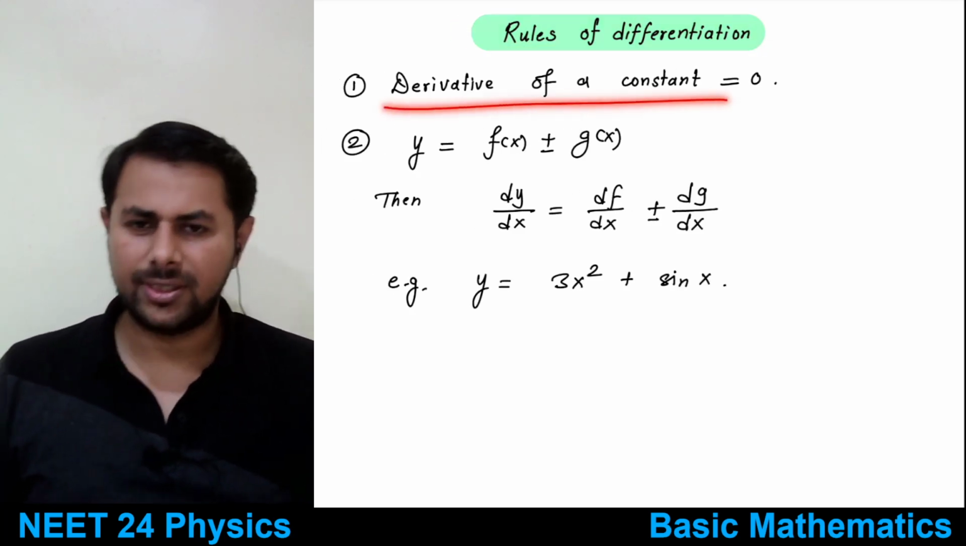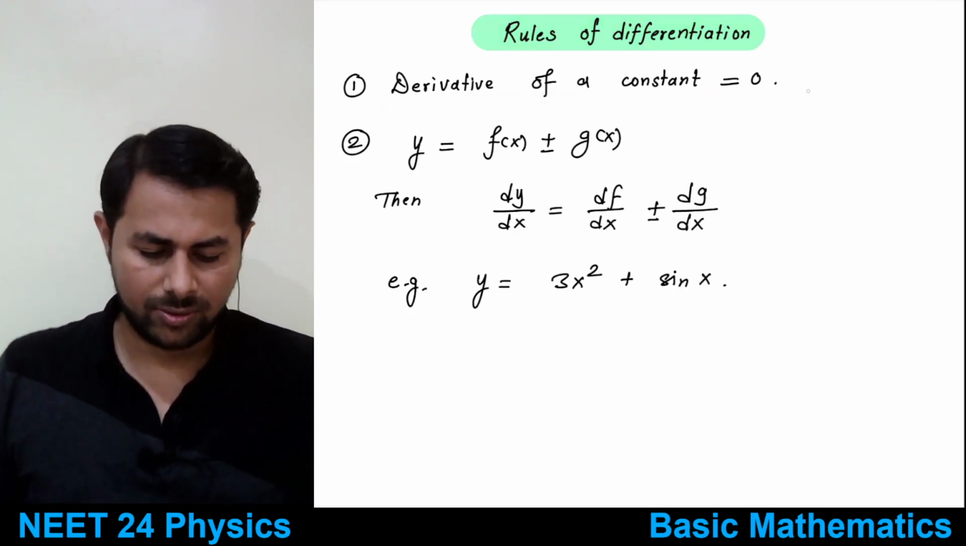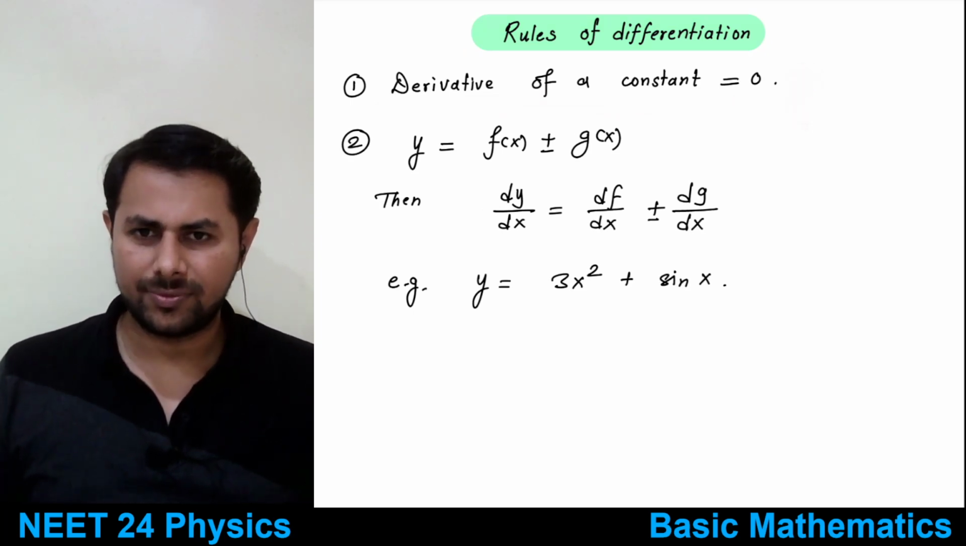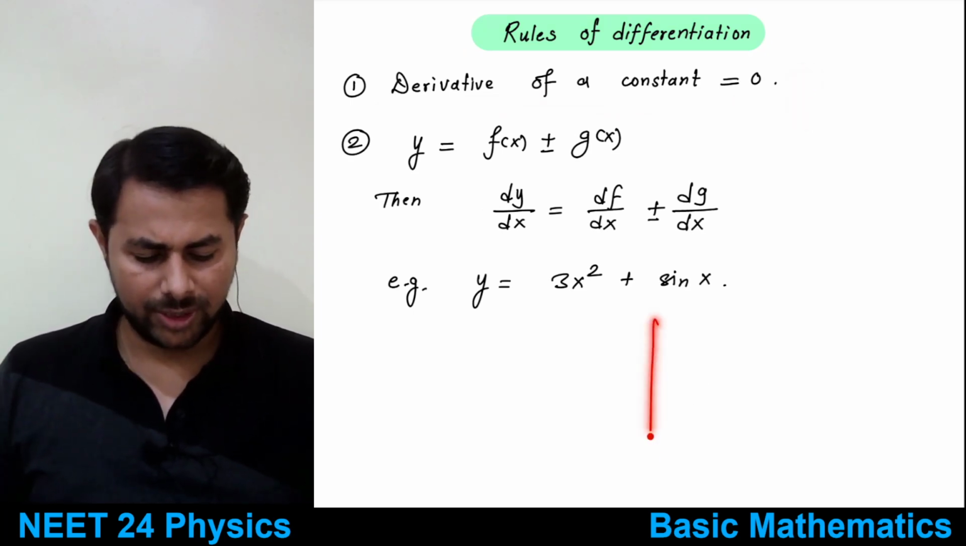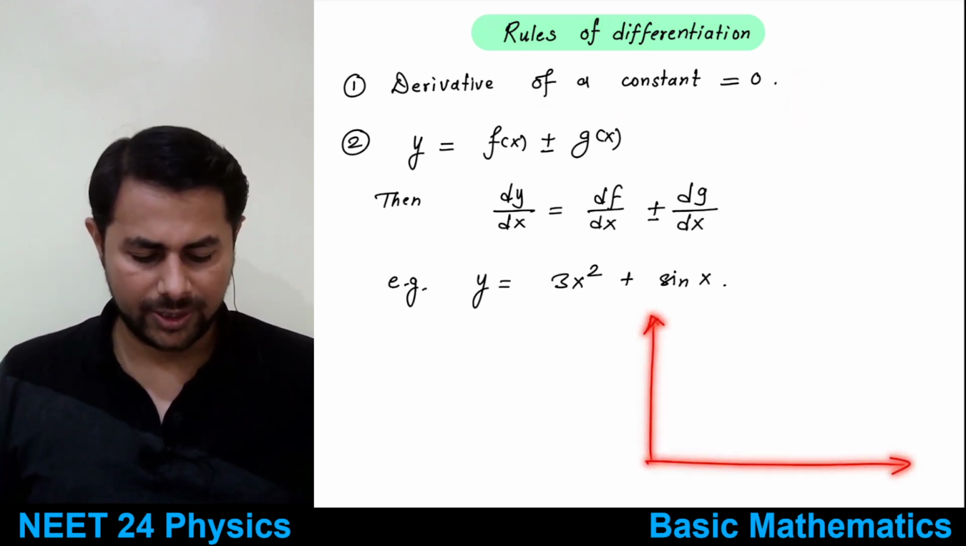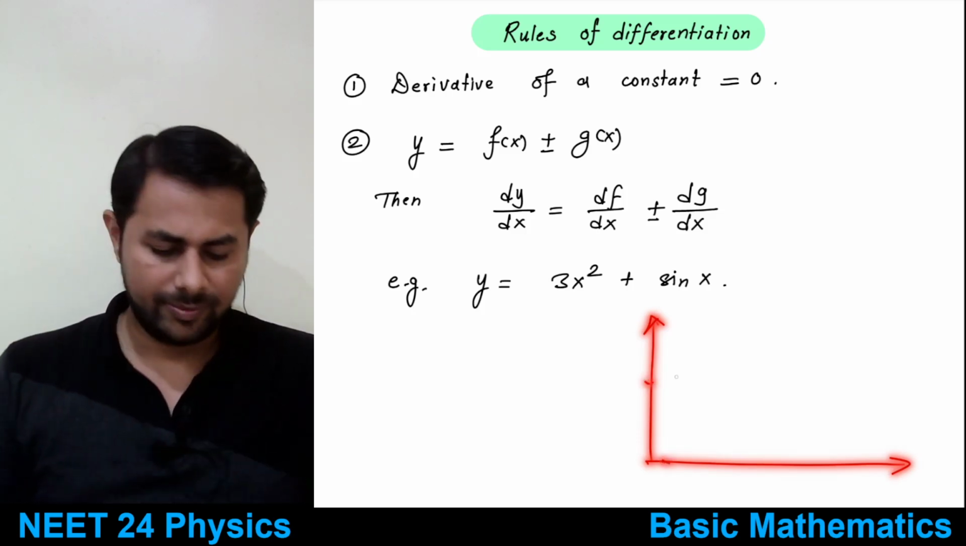The derivative of a constant is equal to 0. Now you might ask, why is it equal to 0? If you plot the graph of a constant, how will it look? X changes but y is constant.